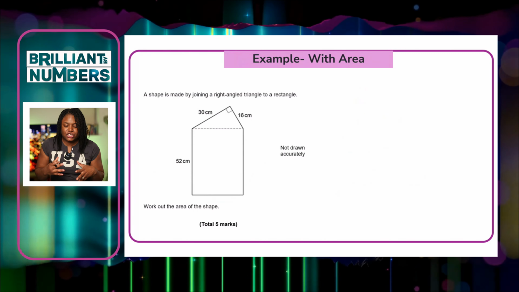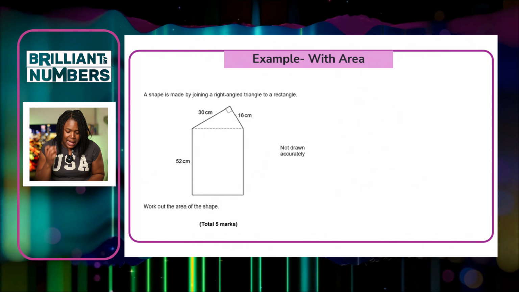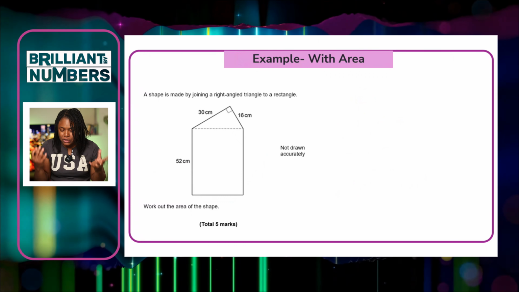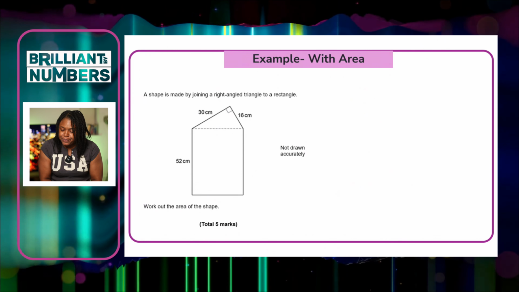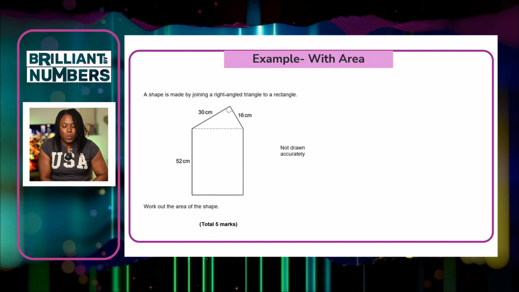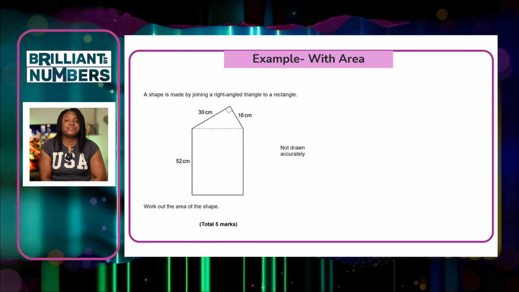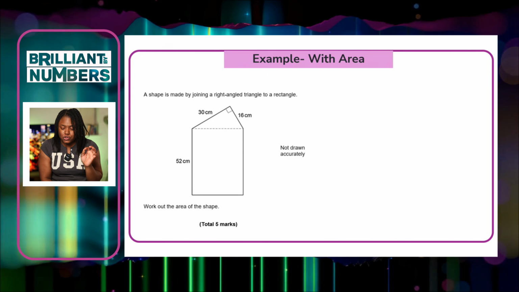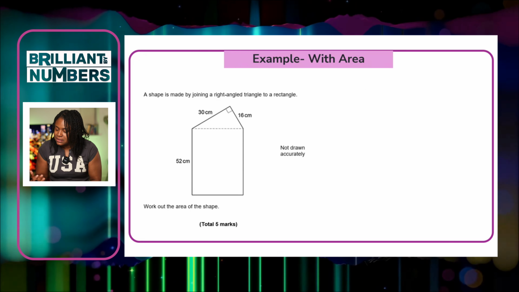So here is a shape. This time we're applying the concept of area, just to show you how the topics link across your curriculum. A shape is made by joining a right angle triangle to a rectangle. Work out the area of the shape. Importantly, a 5-marker question here, not drawn to scale. That means we cannot measure the length of the missing sides.